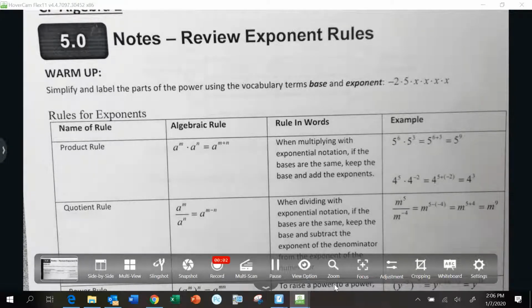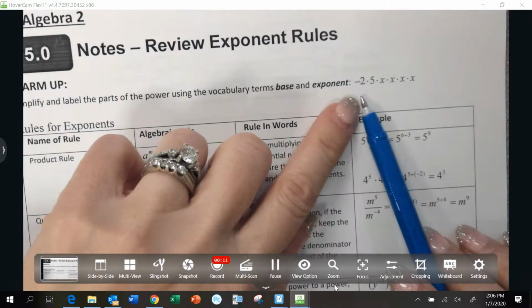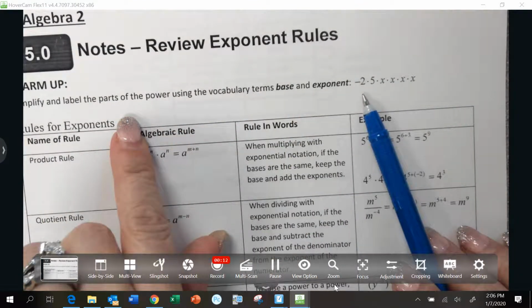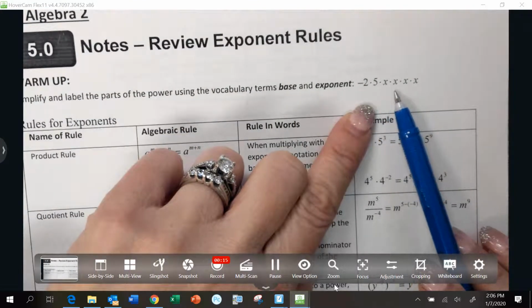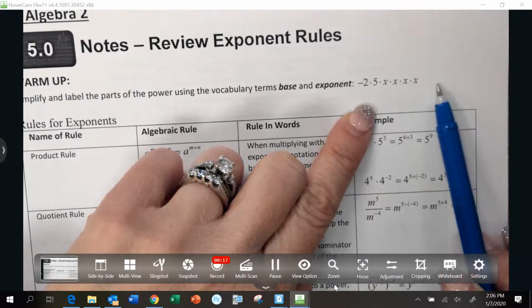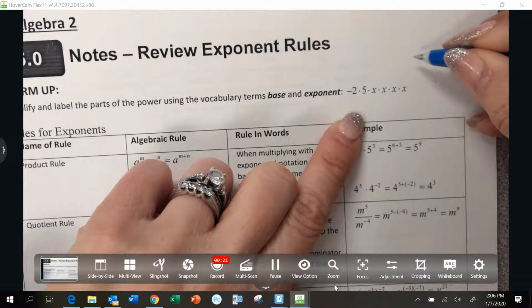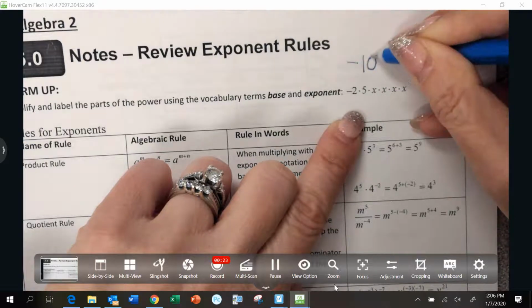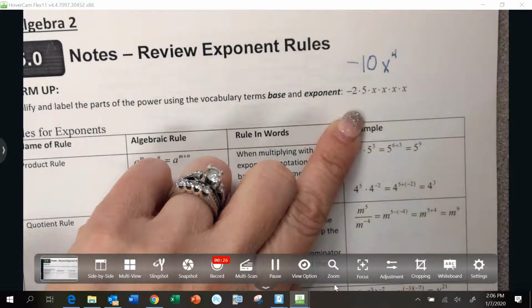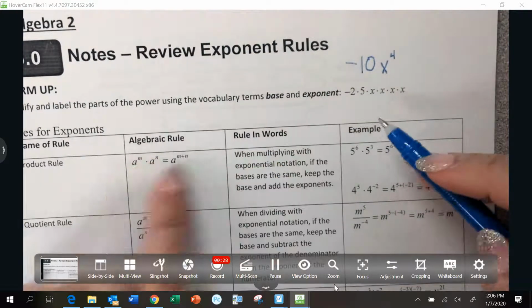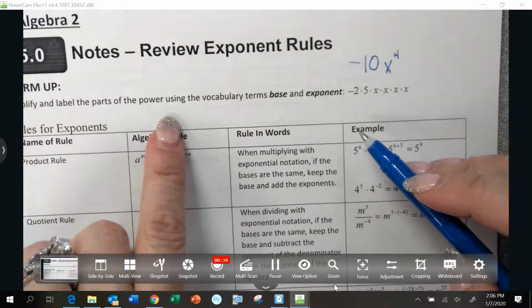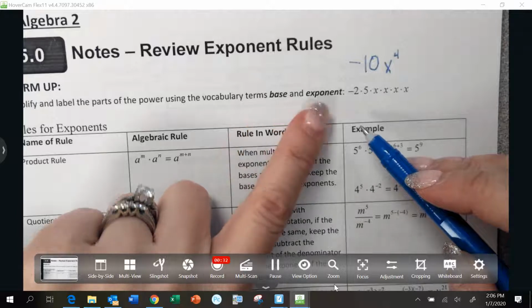It's actually review exponent rules. So real fast over here, this says let's simplify negative 2 times 5 times x times x times x times x. Let's simplify that. What do we get? Negative 10x to the 4th, right? And this says label parts of this power using the vocabulary terms base and exponent.